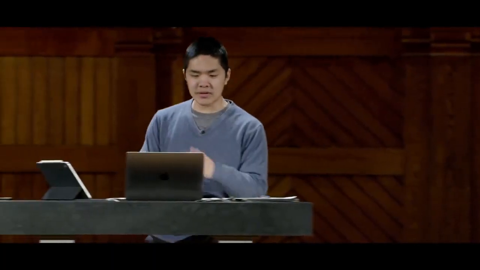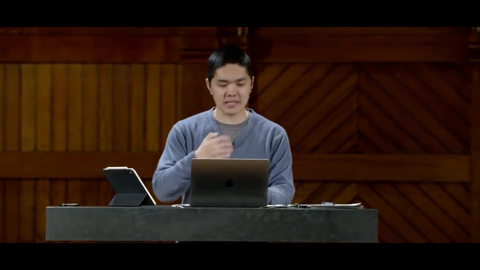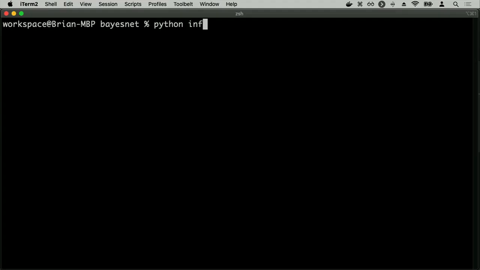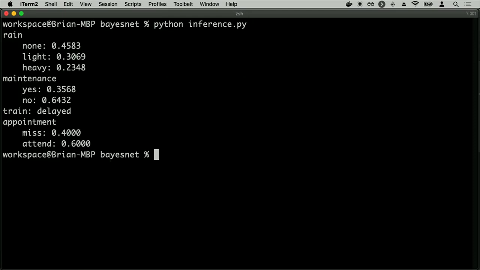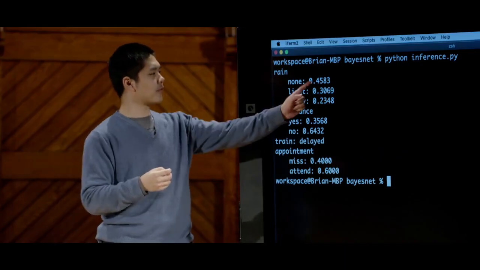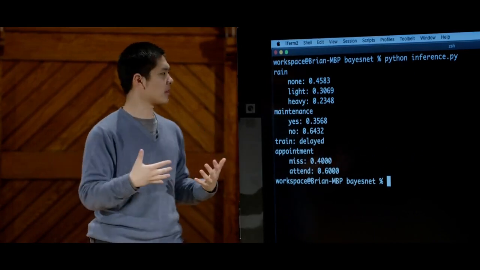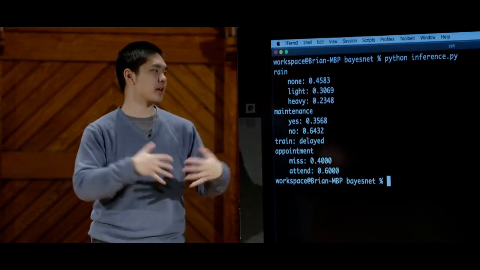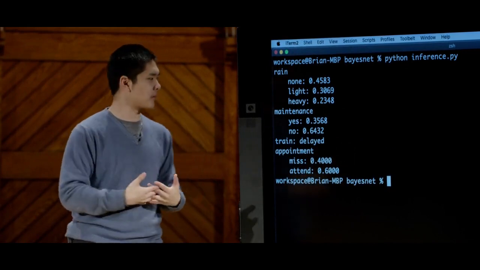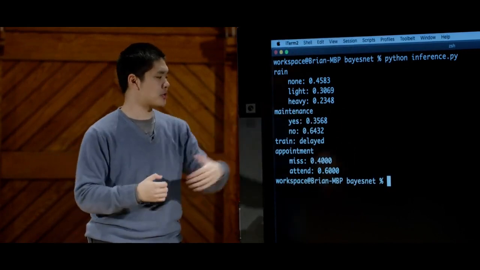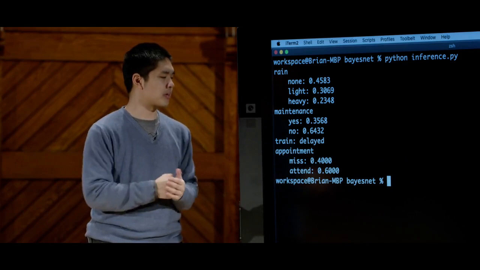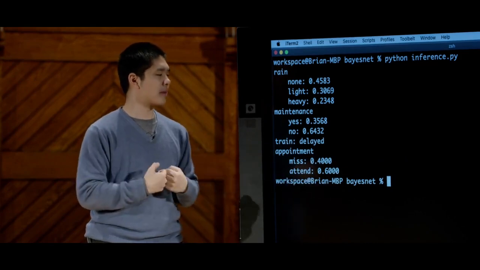But let's find out, given the train is delayed, what can I predict about the values of the other random variables? Let's go ahead and run python inference.py. I run that, and here is the result that I get. Given the fact that I know that the train is delayed, this is evidence that I have observed, there is a 45% or 46% chance that there was no rain, a 31% chance there was light rain, a 23% chance there was heavy rain. I can see a probability distribution over track maintenance and a probability distribution over whether I'm able to attend or miss my appointment.